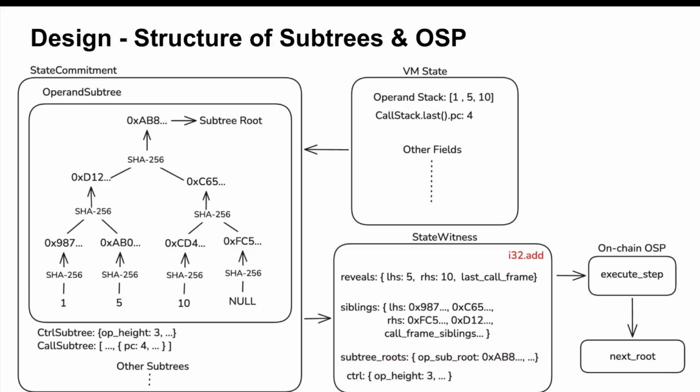As you can see, we have the operand subtree root as well, the subtree root before the execution of the instruction and the control variables. And when we put the state witness into the one step prover, which is the execute step function we saw in the previous slide, it gives us the next root. So, but how does this work?